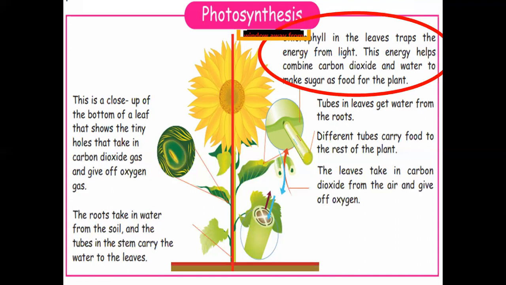This is the synthesis. It mixes carbon dioxide plus water. These are the reactants in the photosynthesis reaction. They mix together to make sugar and to produce oxygen, which are called the products. So carbon dioxide and water are the reactants, while sugar and oxygen are considered the products of the photosynthesis reaction.